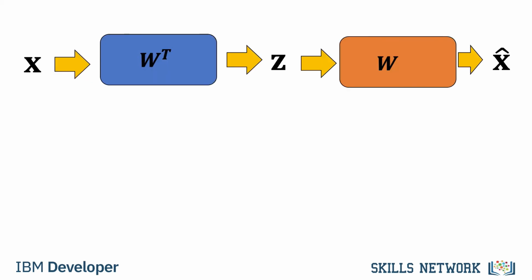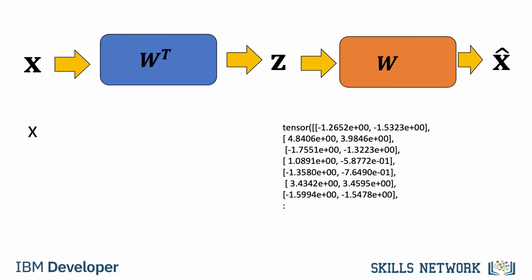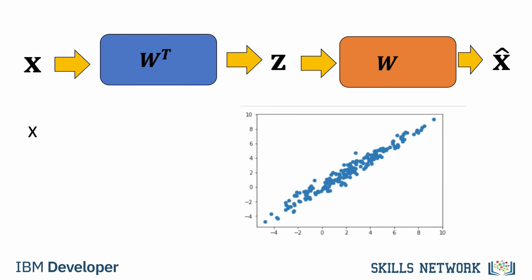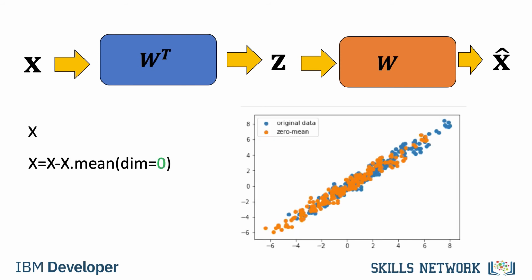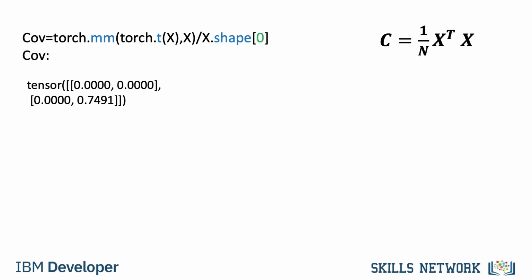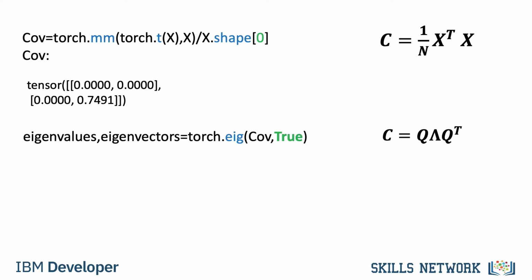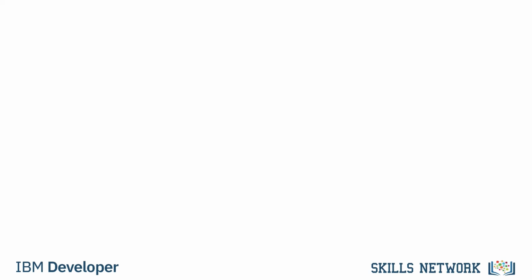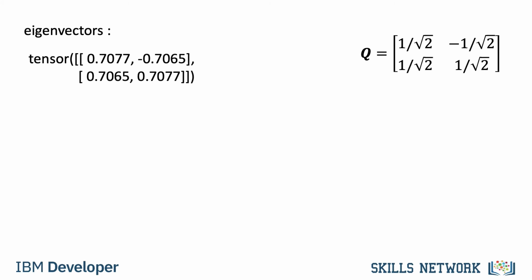Let's do an example in PyTorch. We have the tensor x. We can visualize the data as follows. We can subtract the mean from the data. We calculate the empirical covariance matrix. We can calculate the eigenvalues and eigenvectors. The eigenvectors are the columns of the tensor.